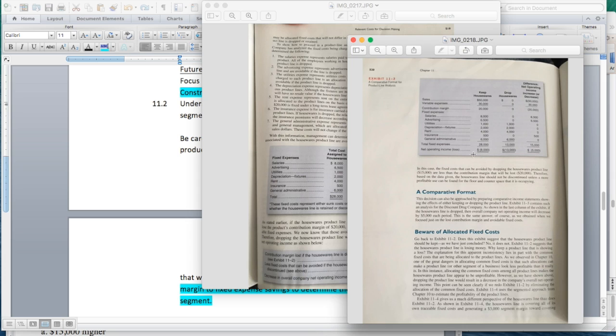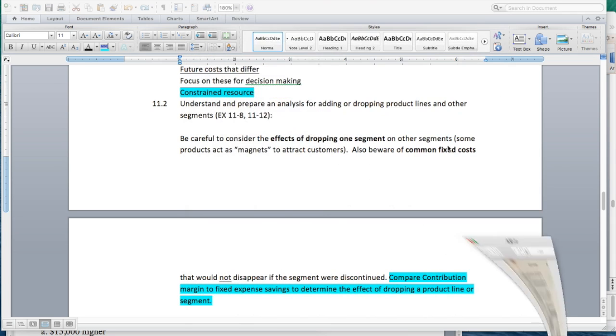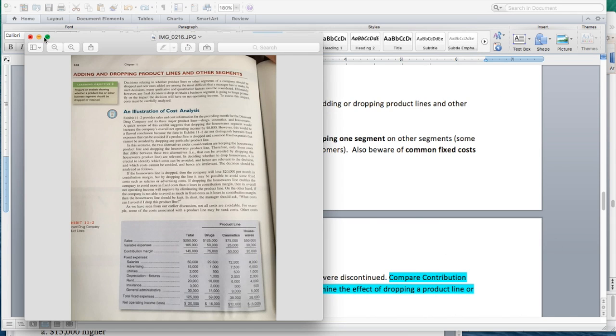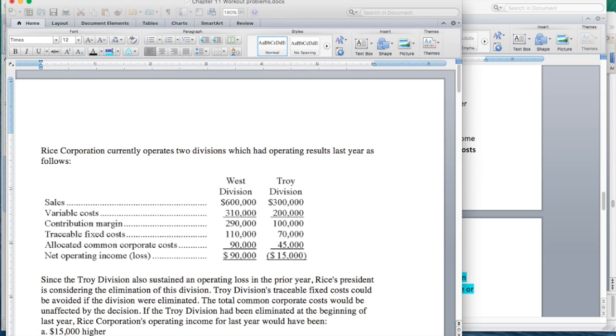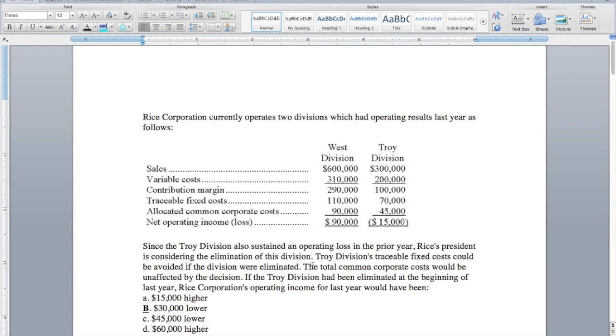And the main thing is just comparing the contribution margin to the fixed expenses that you're going to be saving. If you want to look at the Chapter 11 workout problems, it's on Canvas in the Chapter 11 module. It's the same sort of thing. You're dropping this Troy division, and they want to know how much Rice Corporation's operating income for last year would have been if Troy division had been eliminated at the beginning of last year.